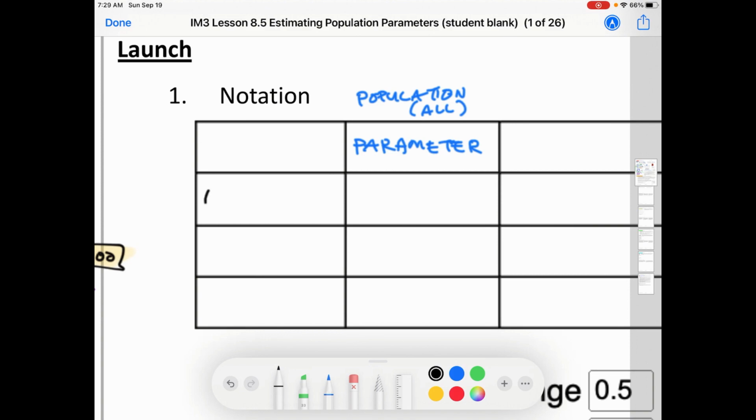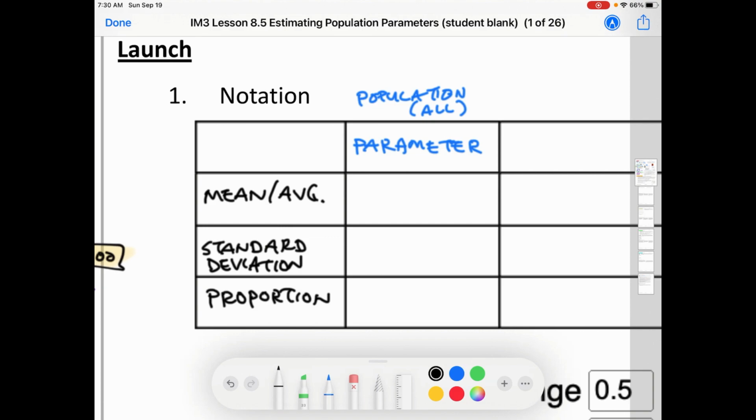And we're focused on the mean. You're not a mean person. Remember, that just means the average. Standard deviation, which is a measure of spread, and your proportion, which just is a fraction, right? Part over whole. Okay, so the symbol or notation for the parameter for the mean is this symbol.